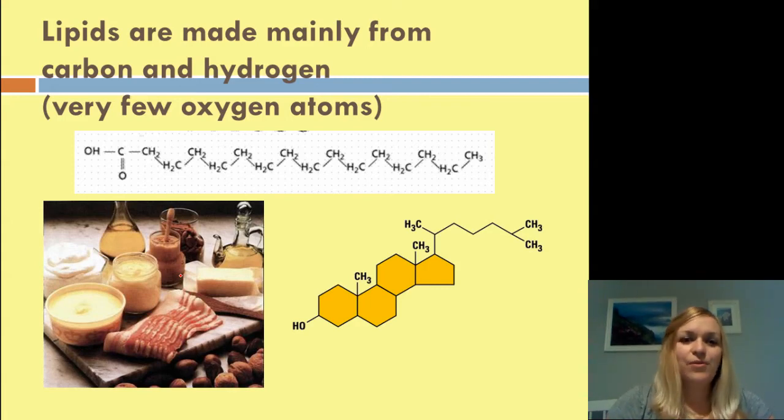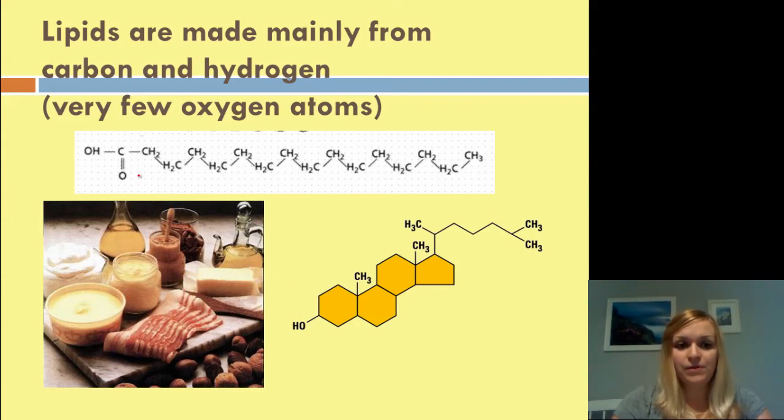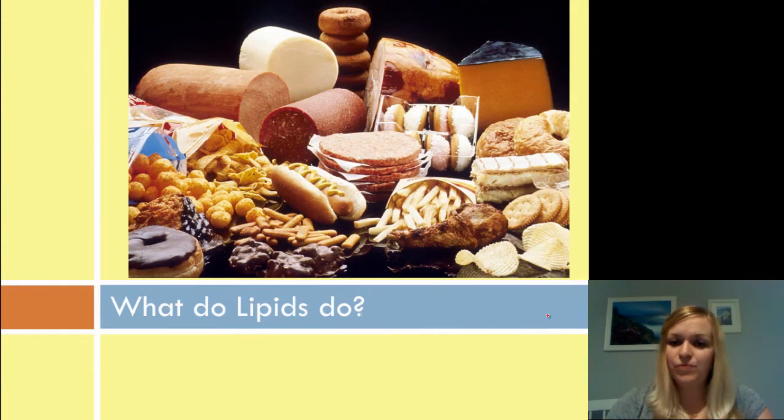Lipids are mainly made from carbon and hydrogen. There are very few oxygen atoms in a lipid macromolecule. If you notice up here at the top, in this lipid chain, there are actually only 2 oxygen atoms in this whole chain. The rest is carbon and hydrogen. Alright, now what do lipids do?